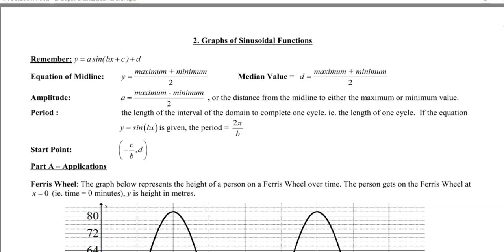So the median value is d, which is the maximum plus the minimum divided by 2. It's the average, right? It's in the middle. Median is the middle. But in this case, because it's only two numbers, it's just the arithmetic average, or the mean. Just add them together and divide by 2.